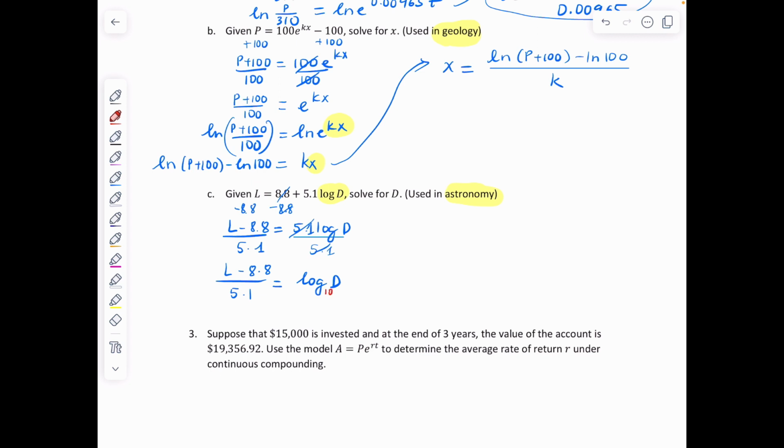If it helps, you can swap the position of these two, so the log would be on the left, and the other one would be on the right. And then you can use that arrow trick to write the exponential equation. So that's going to be 10 to the (L minus 8.8) over 5.1 is equal to D. Well, what do you know? We just got D by itself. So that means we're done. This is the answer.